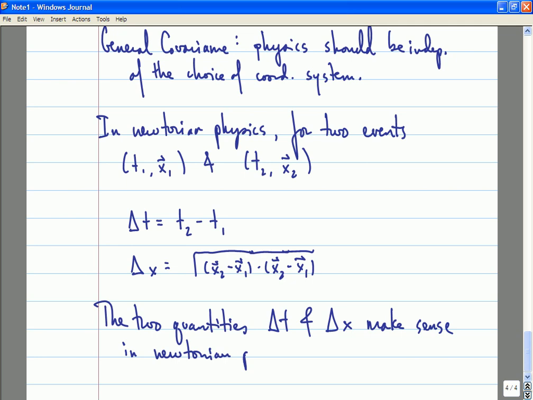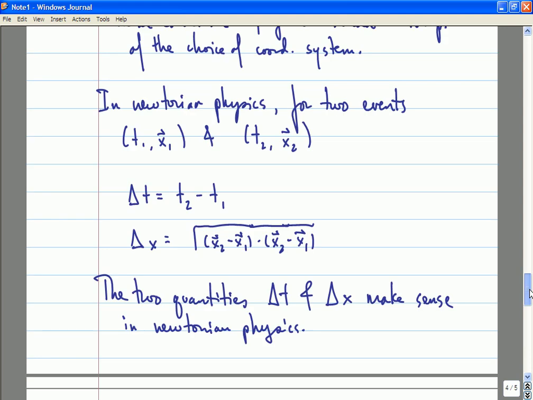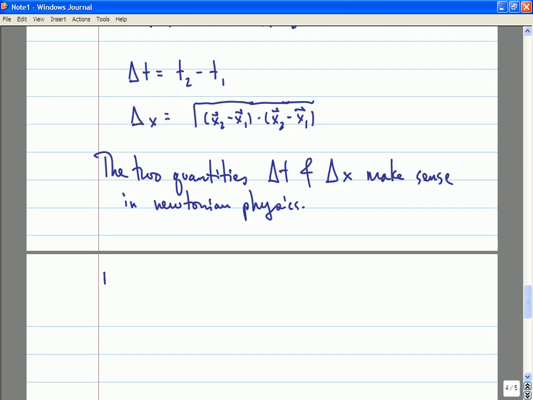If I were to try and formulate a law of physics in Newtonian physics, I would write it down in terms of delta t and delta x. I might say that the relative position between the two of them would change as a function of time in some way, according to some force law. However, in special relativity, delta t and delta x do not make sense independently.